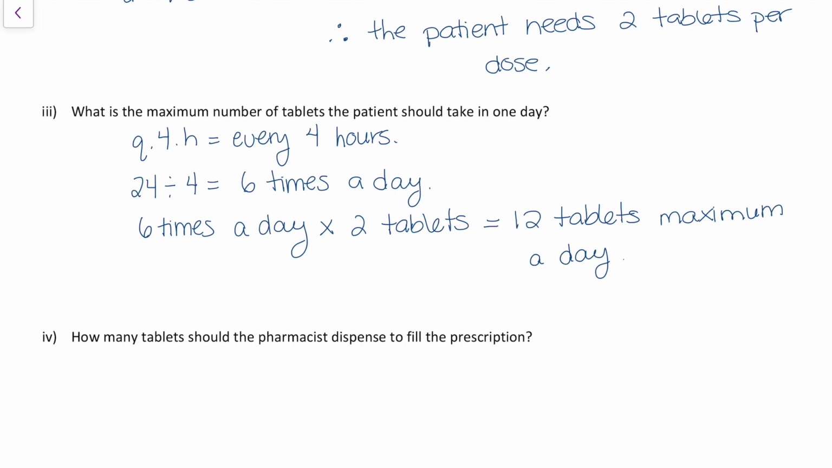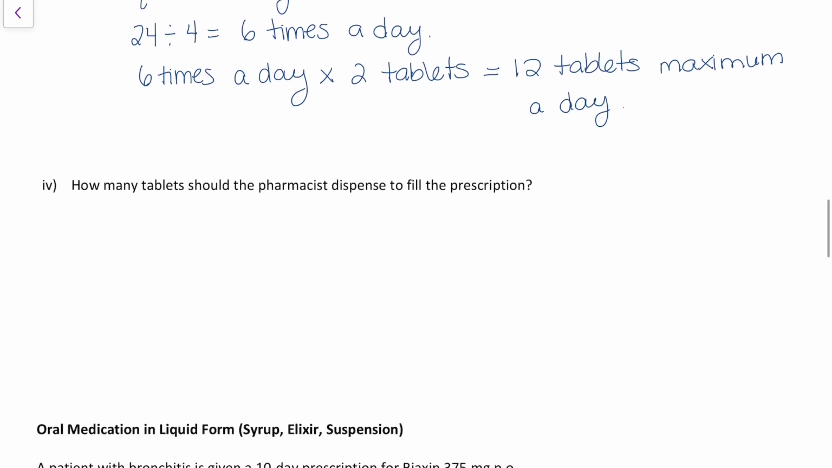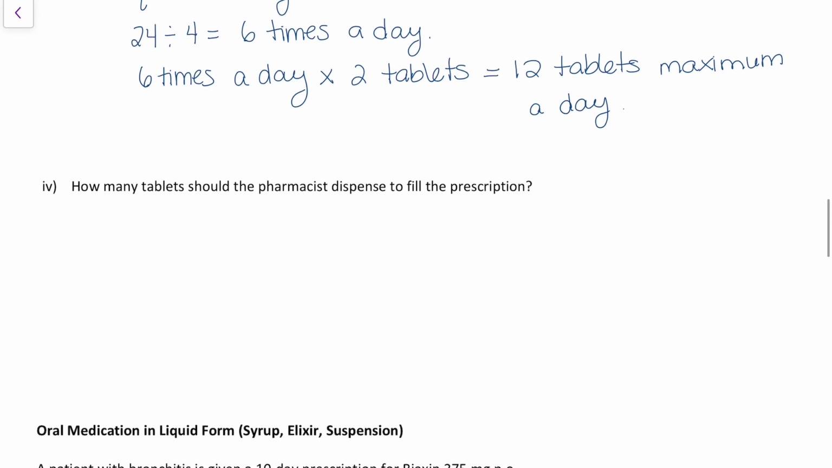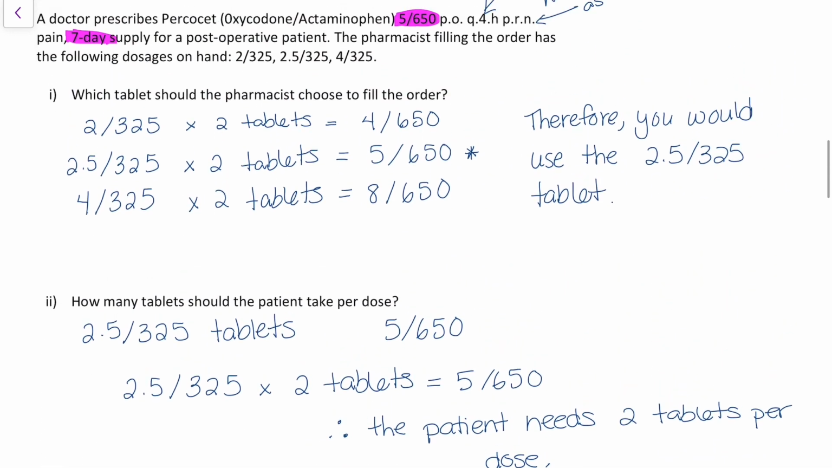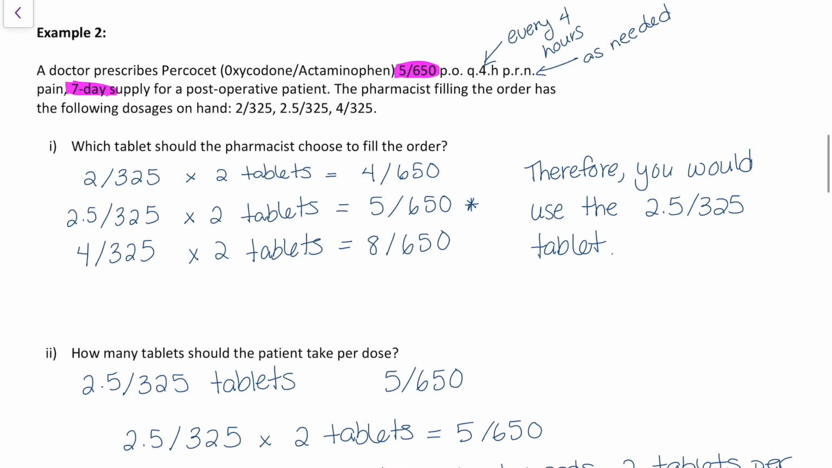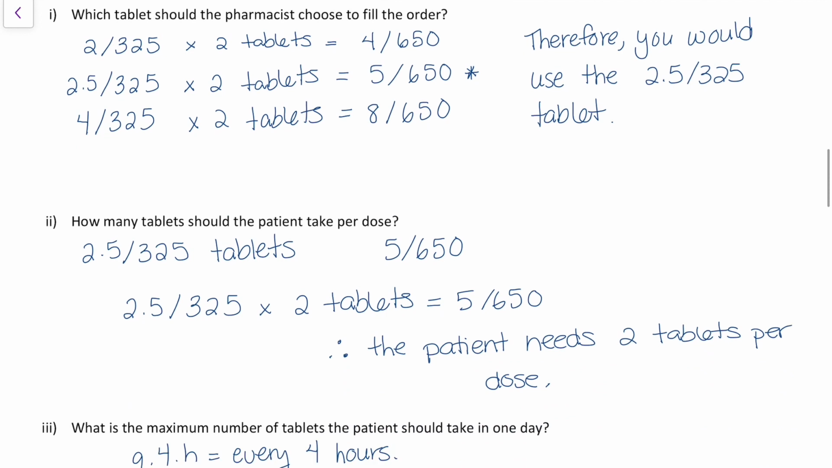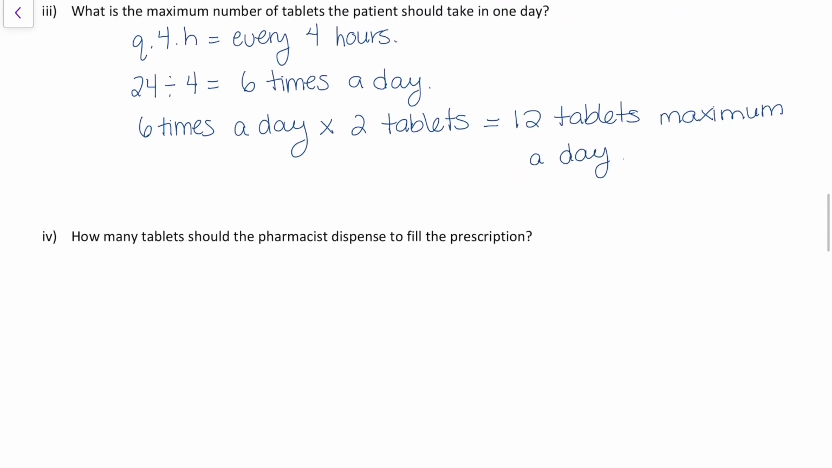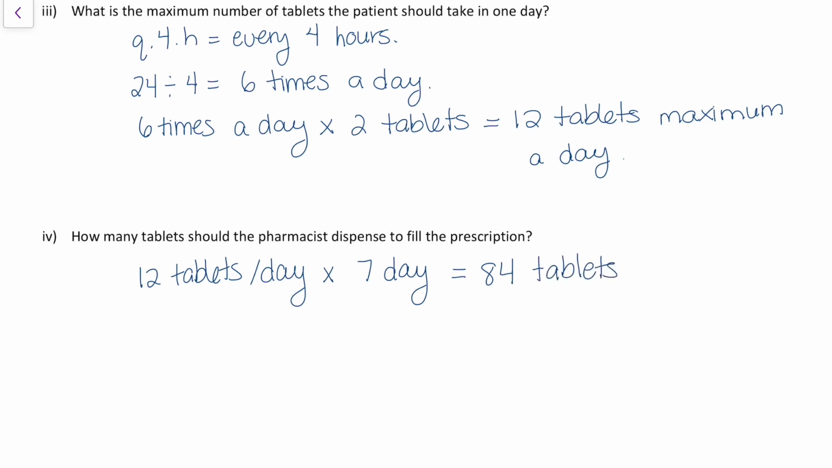And finally, how many tablets should the pharmacist then dispense to fill the whole prescription? So to do that, we need to figure out, well, how long are they taking this medication? And the question says a 7-day supply. So if they can take a maximum of 12 tablets a day, we're giving them a 7-day supply, which is 84 tablets total if they were to take as many as they could across those 7 days.